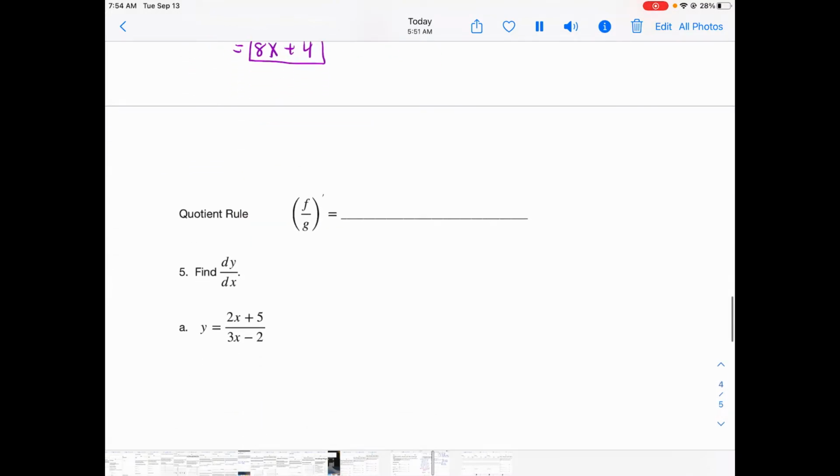Now that we know the product rule, let's talk about the quotient rule. The quotient rule is when you take a function divided by another function. It's the bottom function times the derivative of the top, minus the top function times the derivative of the bottom, divided by the bottom squared.